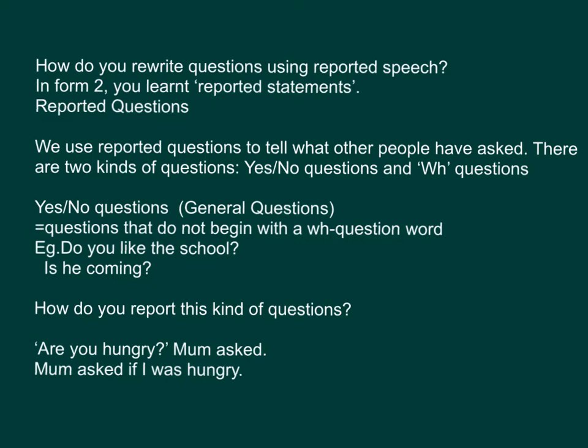Yes/no questions, also called general questions, are questions that do not begin with a WH question word, like: Do you like the school? Is he coming? How do you report this kind of question? For example, Are you hungry? Mom asked. So you can change it to: Mom asked if I was hungry.